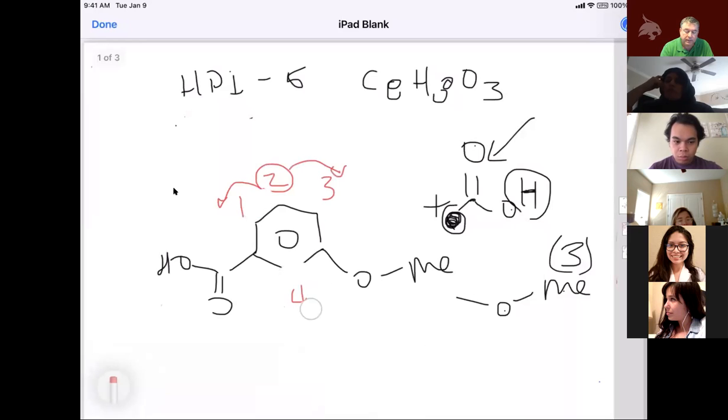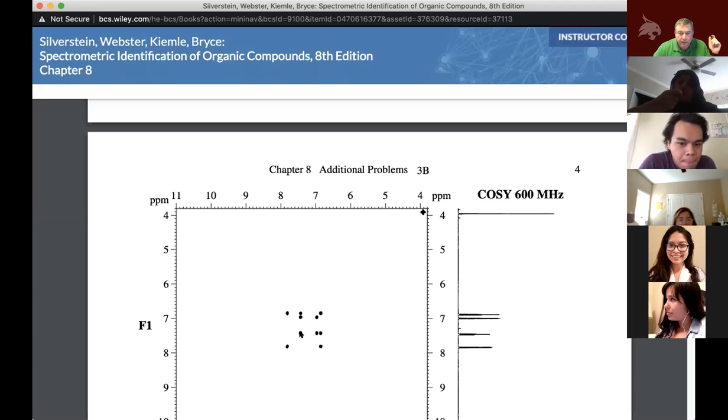We should have one that isn't coupled to anything, or only coupled through, let's see, 1, 2, 3, 4 bonds. So we should have one that's not coupled at all. And if we look back, we have that one. These are coupled. Which one's not? This is the middle one. It's coupled to 3 things. And then this is the one that's isolated.